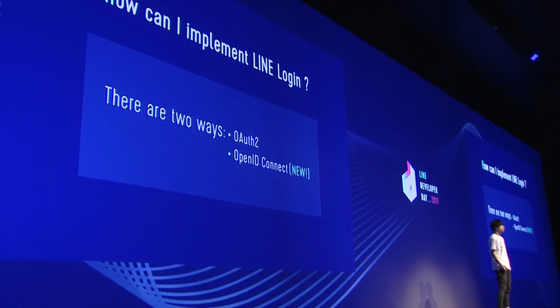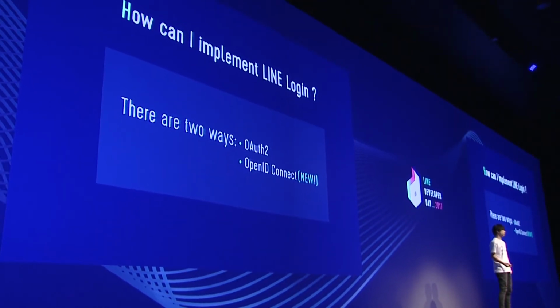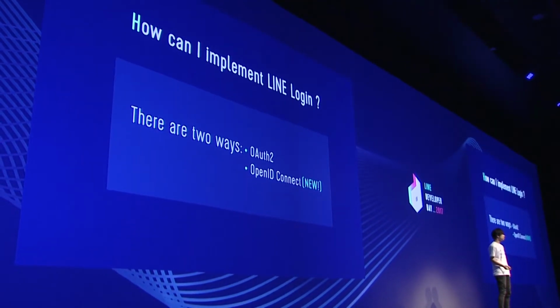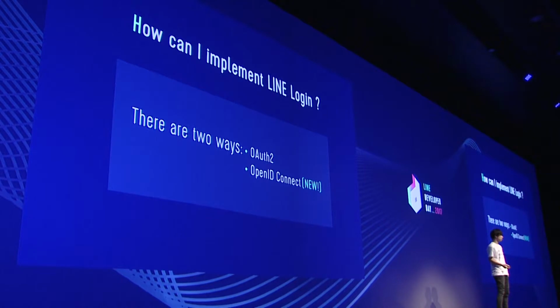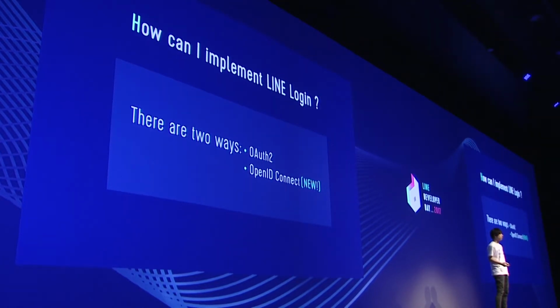Developers, when they decide to introduce Line Login to their own site, there are two approaches available for them. One is the conventional support method of OAuth 2. And the other option is the newly supported OpenID Connect.